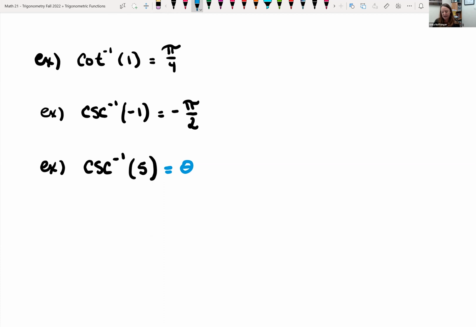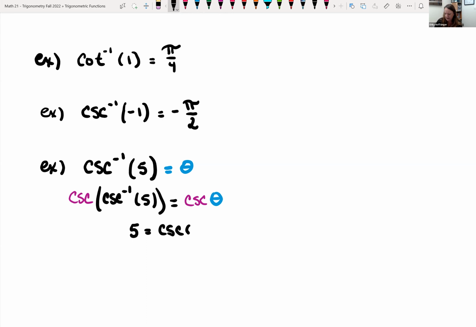And so now let's take the cosecant of both sides. So the cosecant of cosecant inverse of 5 is equal to cosecant of theta. Okay, so cosecant of cosecant inverse is going to undo itself, leaving us with an argument of 5. So 5 is equal to cosecant theta.